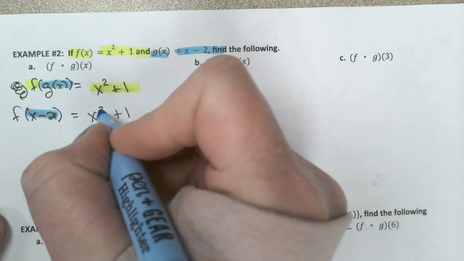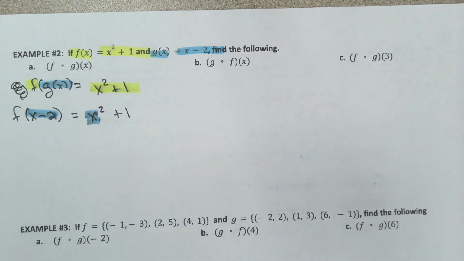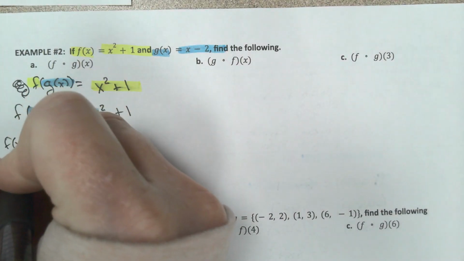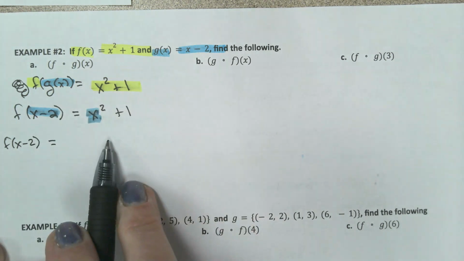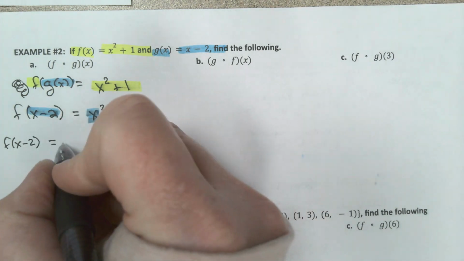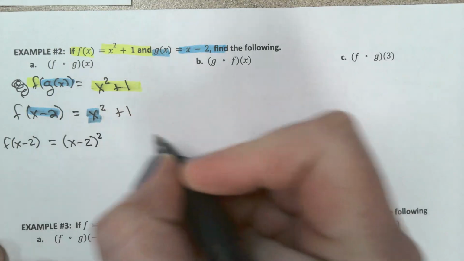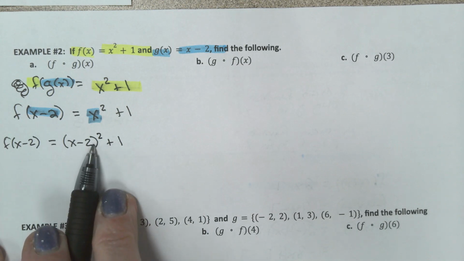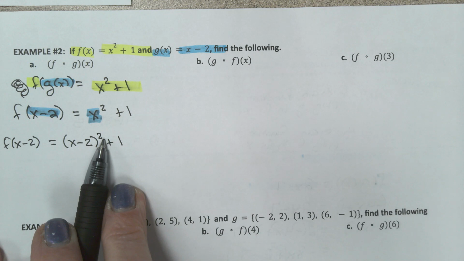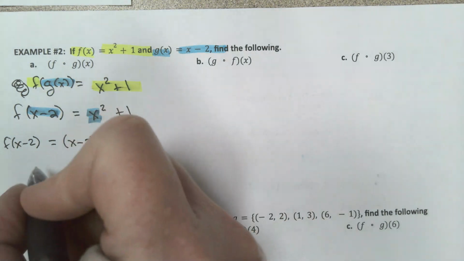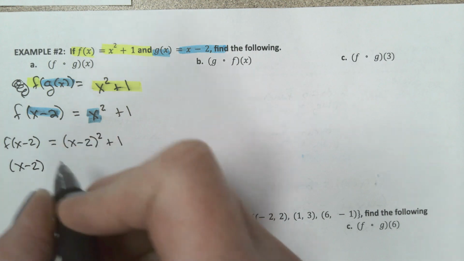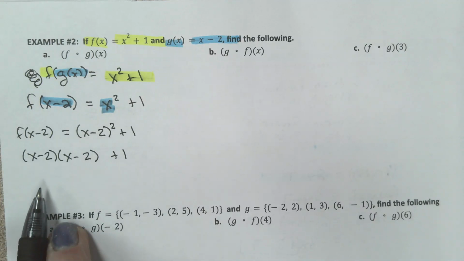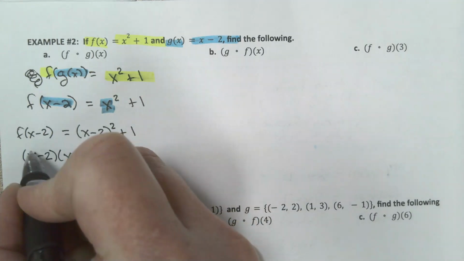All right, so x minus 2 has to go in for that x squared right there. I'm substituting 2 terms in place of 1, so I'm definitely going to need parentheses around it. So now you have to remember, I have x minus 2 squared. When you square something, that means you take it and multiply it by itself. So I have x minus 2 times x minus 2 plus 1. Here we're going to multiply, distribute, FOIL, whatever you call it.